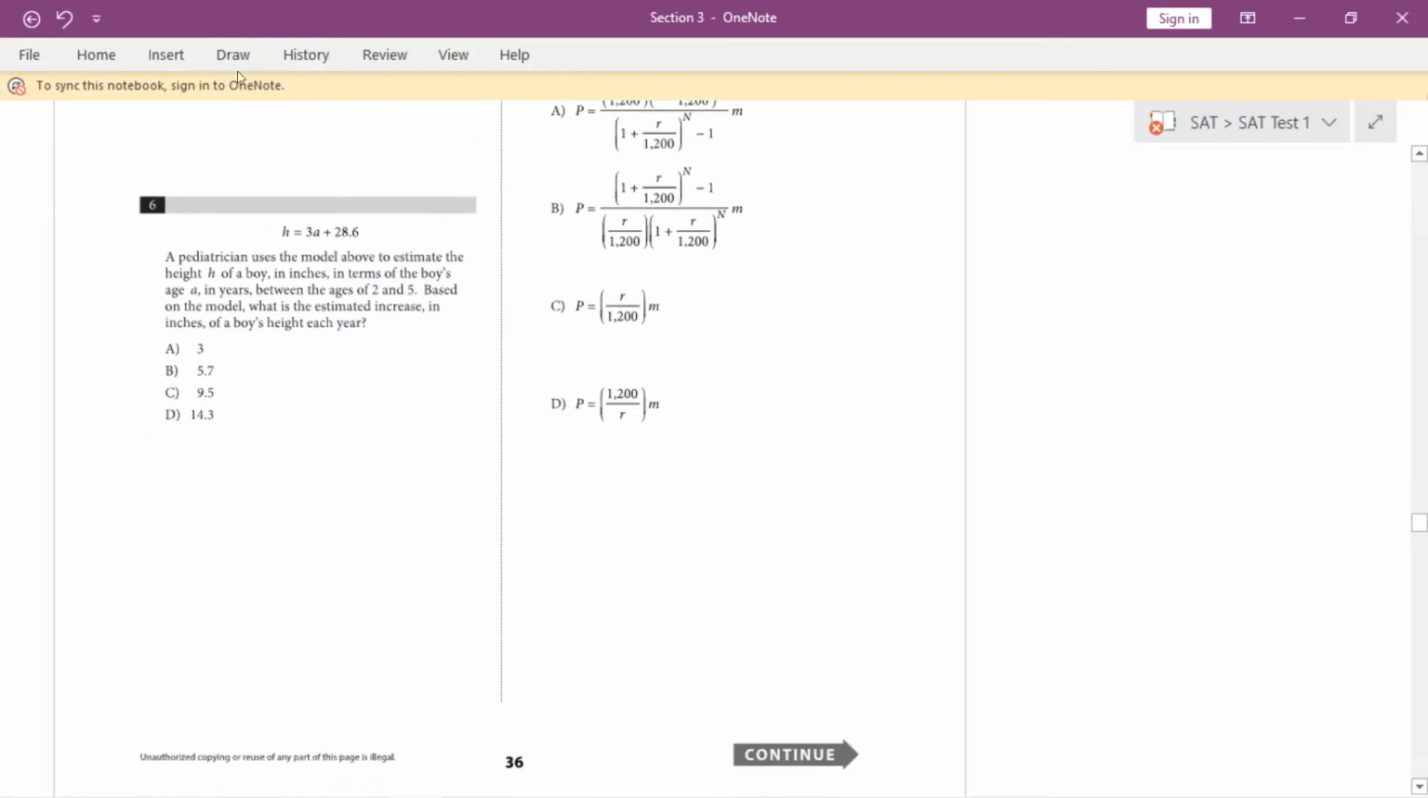Let's keep moving. Number 6 says a pediatrician uses the model above to estimate the height h of a boy in inches in terms of the boy's age A in years between the ages of 2 and 5. Based on the model, what is the estimated increase in inches of the boy's height each year? So they want some kind of rate. Again, another word for rate, you can think of it as slope. And here, our slope is 3. So most likely the answer is A.